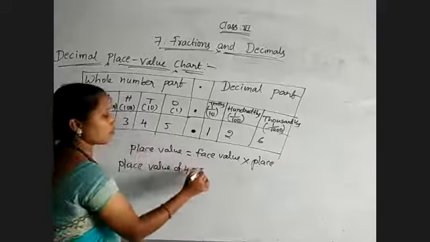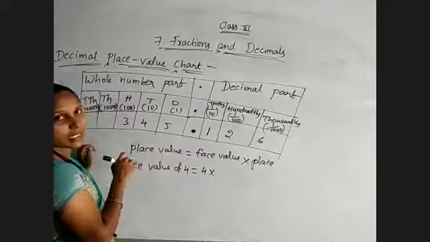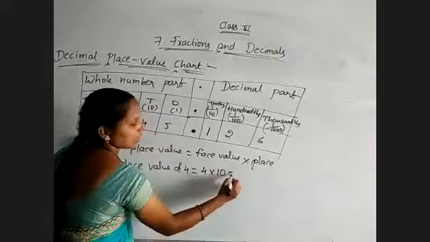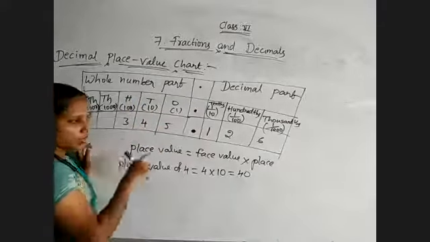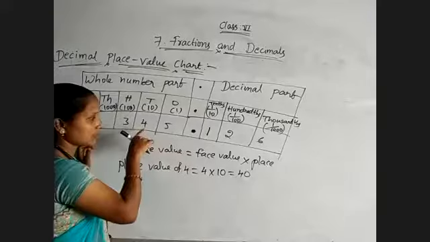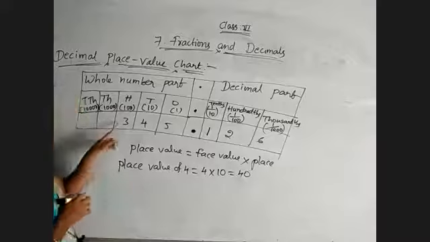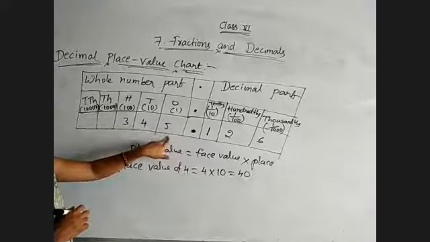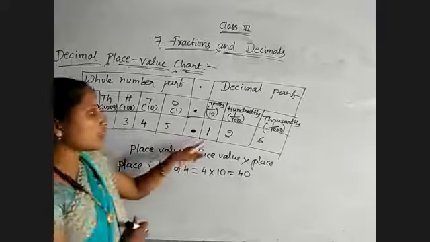So for 4, we multiply by where it is occupying in the place value chart, tens place. So 10. That is 4 into 10 will be equal to 40. 40 is the place value. So not only tens, you have to say that is 40. 4 into 10. Understand? Place value of 3 is 300. Place value of 5 is 5 itself, because 5 ones are 5. That's all. And coming to the place value of 1.